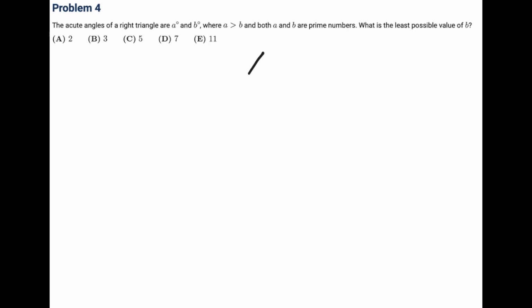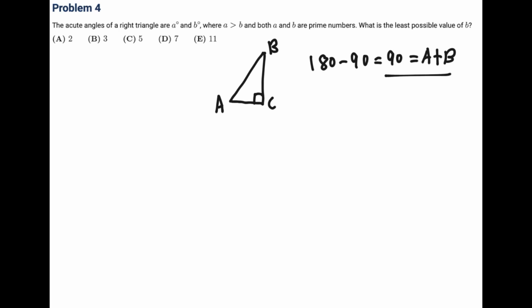Why is this? Well, if we draw a right triangle with the right angle at C and two acute angles, we know that all the angles sum up to 180 degrees in a triangle. So if we subtract 90 from that because it's a right angle, we get 90. That means A plus B is equal to 90. And that's how you get that the acute angles add up to 90. Now that we have this equation, we can simply plug in all the solutions and see which one works.